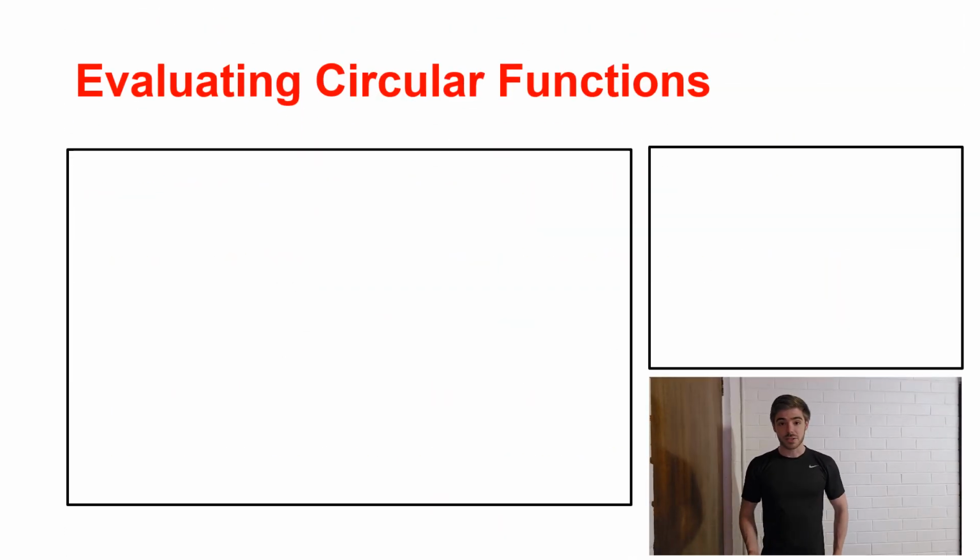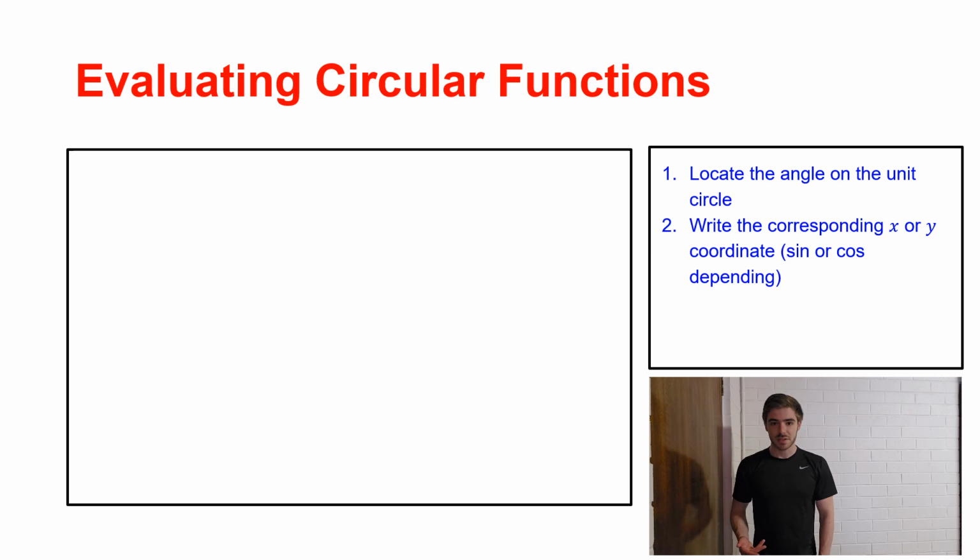Evaluating any circular function is going to be a two-step process. The first step is going to be to identify where the angle is on the unit circle. And the next step is going to be to give either the x value or the y value at that spot as your final answer. That will depend on whether or not you're evaluating sine or cosine. We briefly looked at this in the last video, so let's dive deeper into the concept with a few examples.